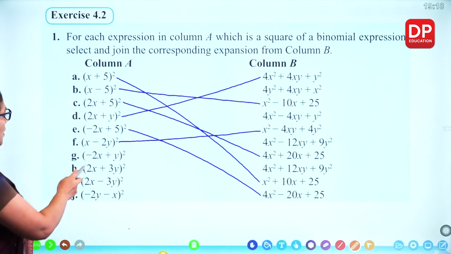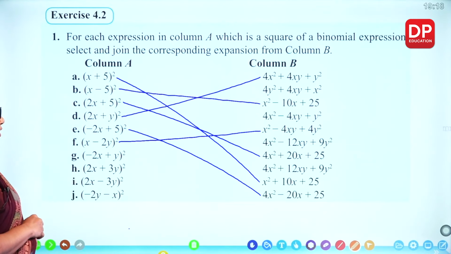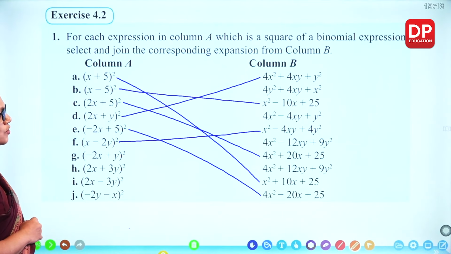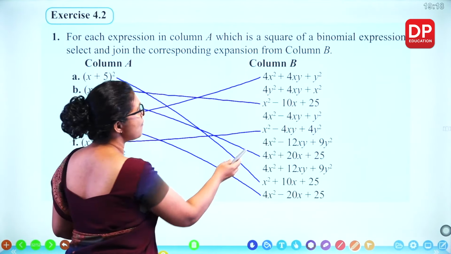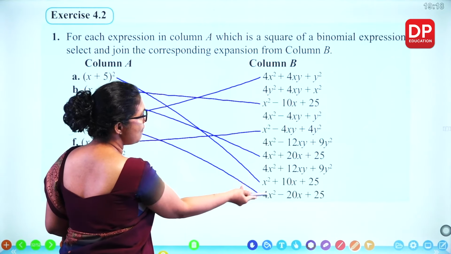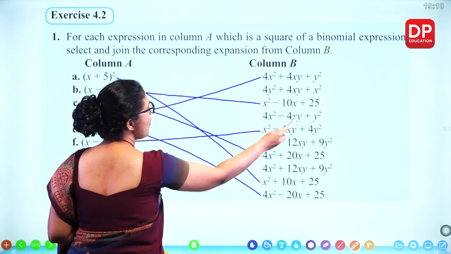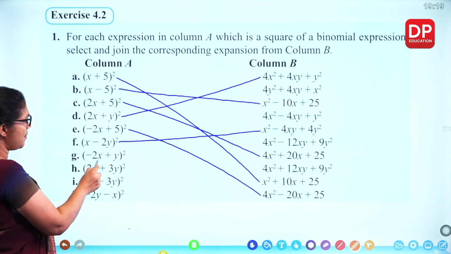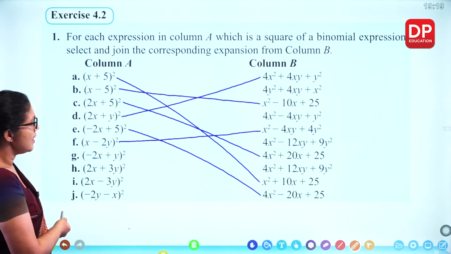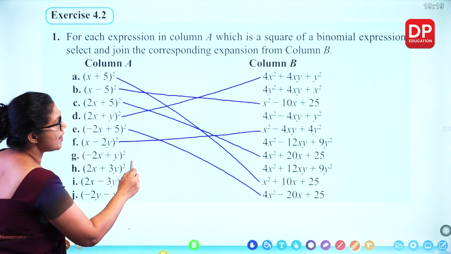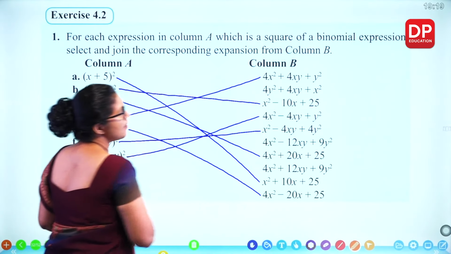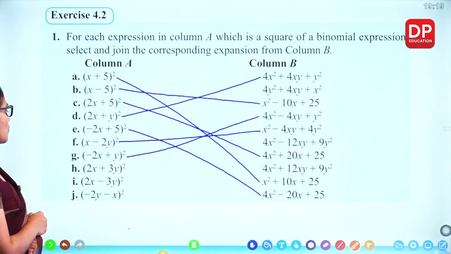And this one, first term should be 4x squared and the last term should be y squared. So you get 4x squared and y squared. So this is okay. That's the only one. 4x squared and y squared. We'll check the middle term. When you multiply by 2, you get minus 4xy or 4yx. So here you can find this answer as well.